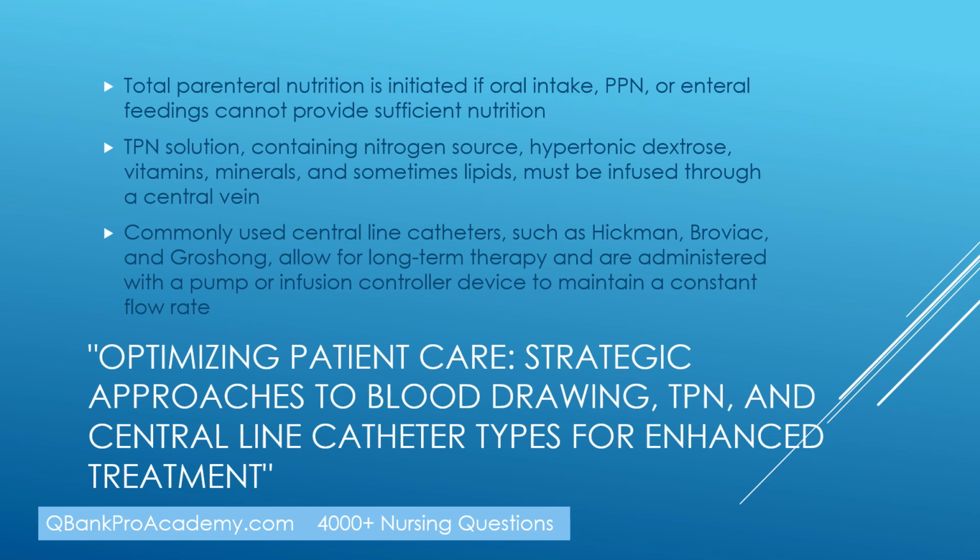For patients with fluid and electrolyte imbalances, partial parenteral nutrition, PPN, is given when oral intake is insufficient, administered through a large peripheral vein. Total parenteral nutrition, TPN, is initiated if oral intake, PPN, or enteral feedings cannot provide sufficient nutrition. TPN solution, containing nitrogen, protein source, hypertonic dextrose, vitamins, minerals, and sometimes lipids, must be infused through a central vein. Commonly used central line catheters such as Hickman, Broviac, and Groshong allow for long-term therapy and are administered with a pump or infusion controller device to maintain a constant flow rate.